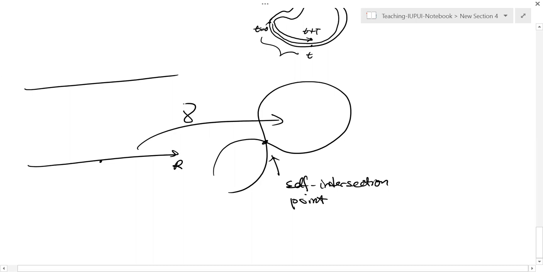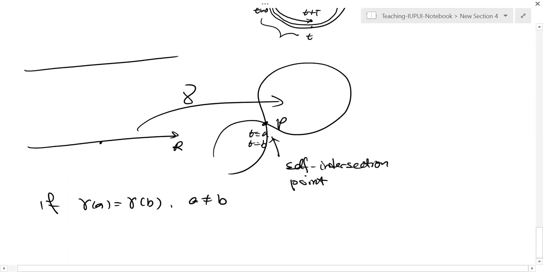So there is a self-intersection point at the point P. How do you define it? It's very simple. If when t equals a and when t equals b, they're the same, gamma a equals gamma b, with a not equal to b, then it has a self-intersection point. It's easy to describe. This is a general definition, right?